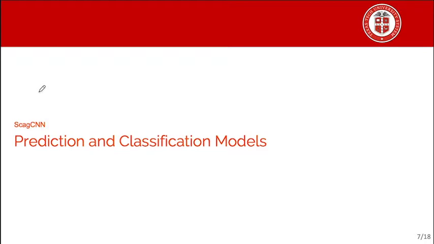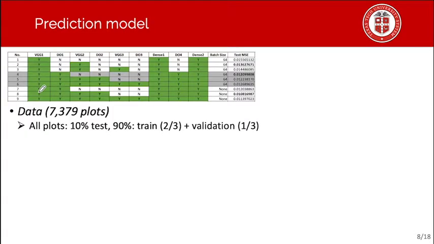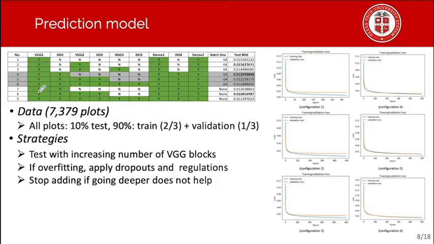Now we use all of this to generate the prediction and classification models. For predictions, we use all 7,000-something plots, and 10% of them are reserved for testing, 90% are for training and validation, so 2/3 of the 90% is for training and the rest is for validation. The strategy is that we first test with one VGG block, then we increase to 2 VGG blocks, then 3 VGG blocks, and so on and so forth.